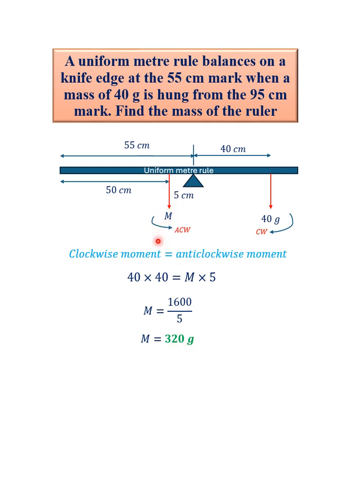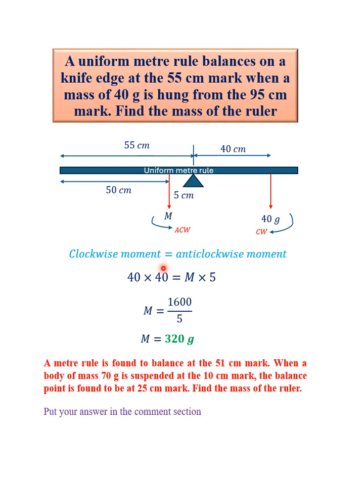It is very, very simple, and I believe you enjoyed it. So now try this simple one. It says a meter rule is found to balance at the 51 centimeter mark when a body of mass 70 gram is suspended at the 10 centimeter mark. The balance point is found to be at the 25 centimeter mark. Find the mass of the meter rule.